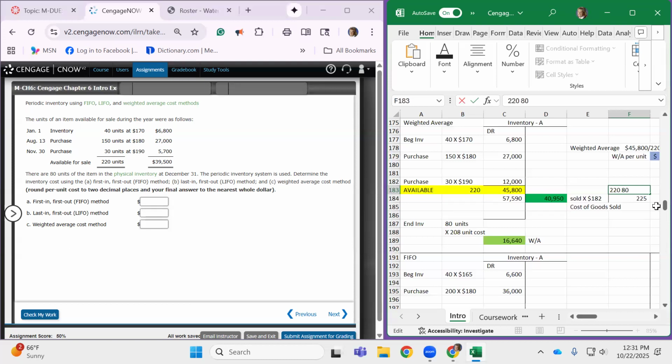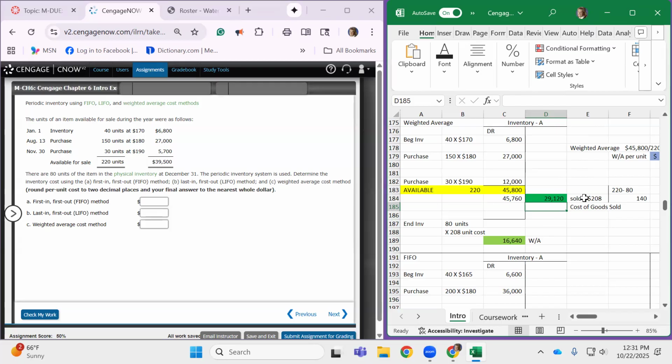Just want to show you that up here above. 220 minus 80, right? Is 140 items, okay? 140 items that we sold at a $208 weighted average. So how many did we sell? 140 times 208, okay?